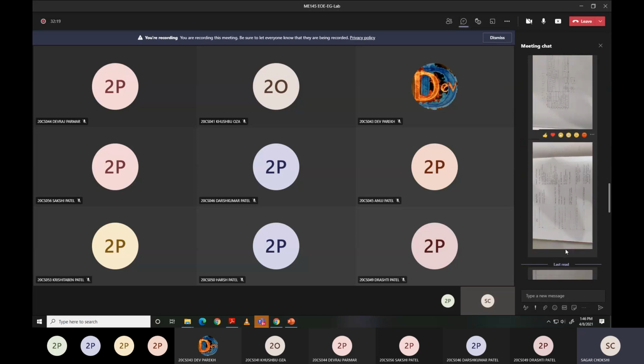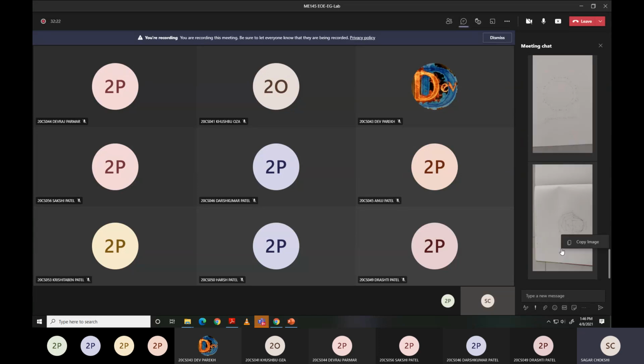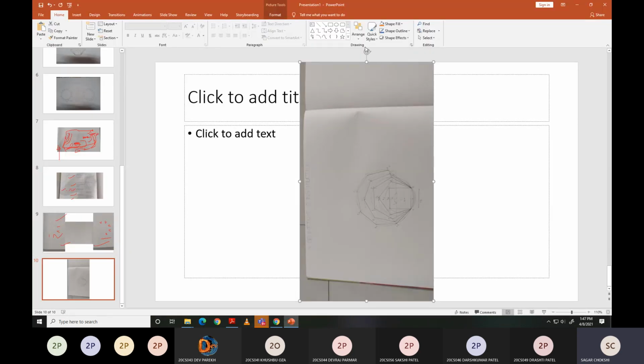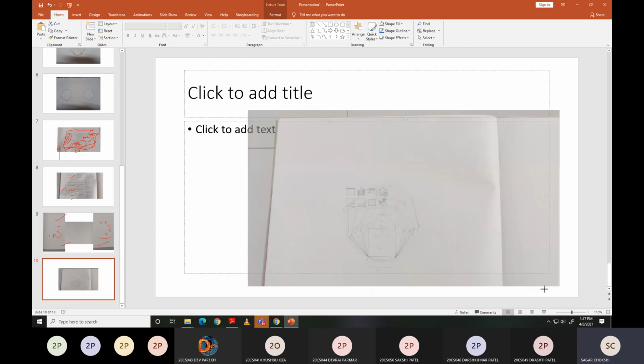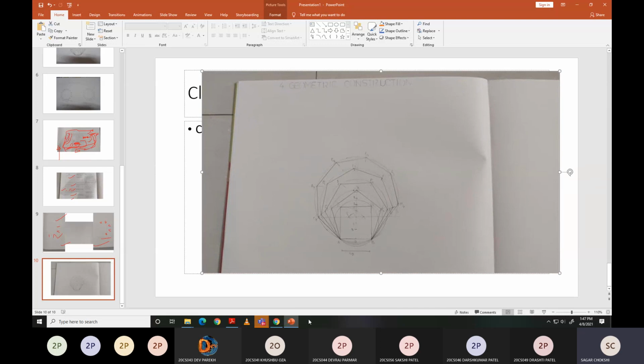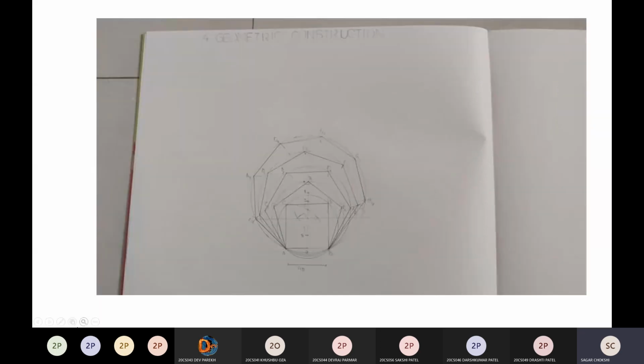Drashti, where is your geometric construction? Okay, sir, I've sent you. Okay, so this is your drawing. Again an extension line issue. The octagon is wrong. Even the 7-sided one is also wrong. Check the dimensions. The triangle is remaining, so add it.